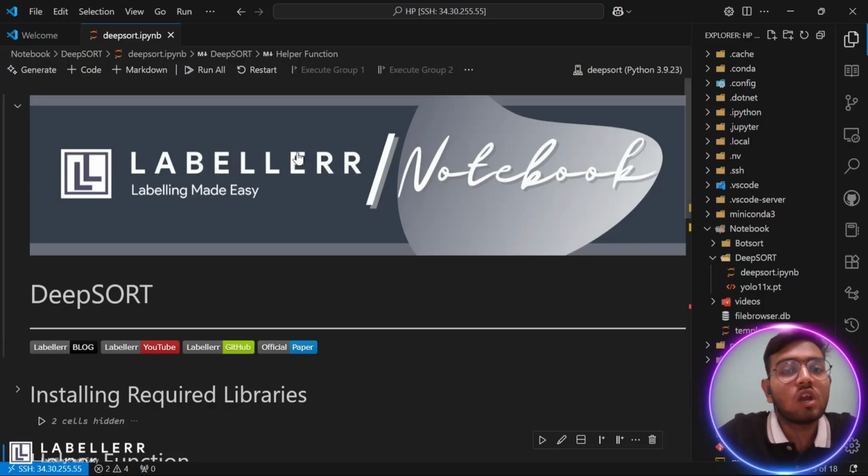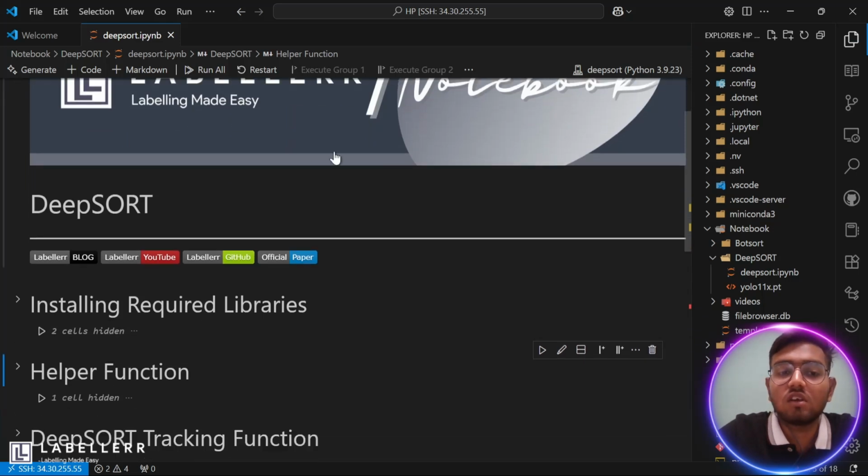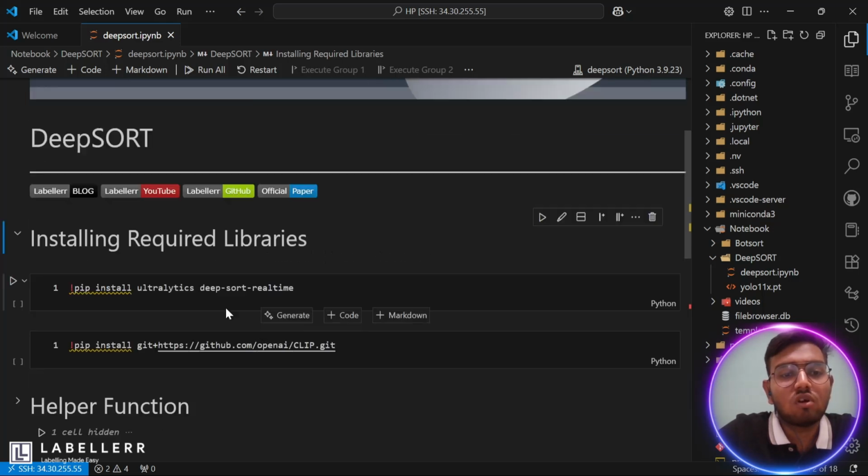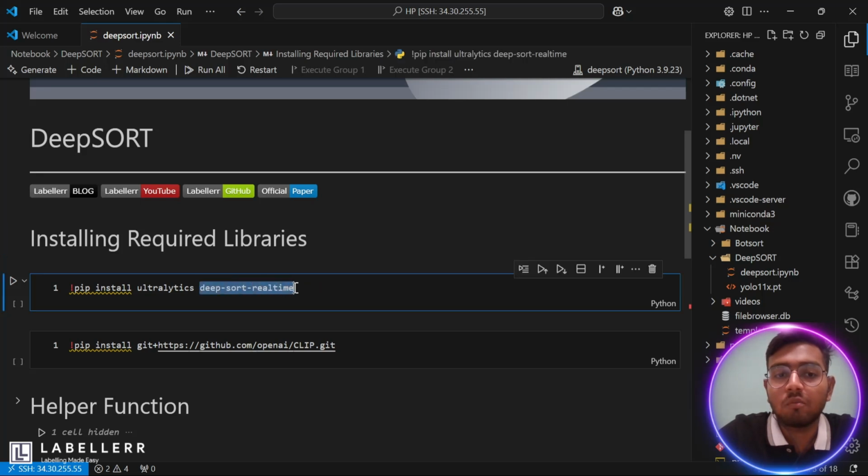Let's see how you can implement DeepSort on your own. First, we start by installing required libraries. We have to install Ultralytics for object detection, as we are going to use YOLO, and Deep Sort Real Time. It's a library through which you can perform deep sort with little code. So we just have to run this code.